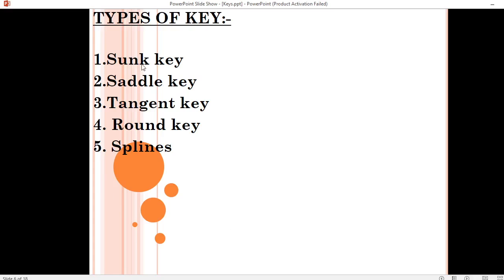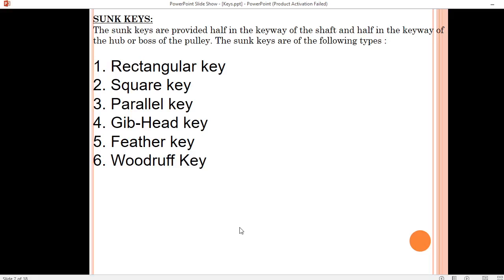Next, we will see different types of key. We have 5 different types of key, that is sunk key, saddle key, tangent key, round key and splines key. First, we will see sunk key.